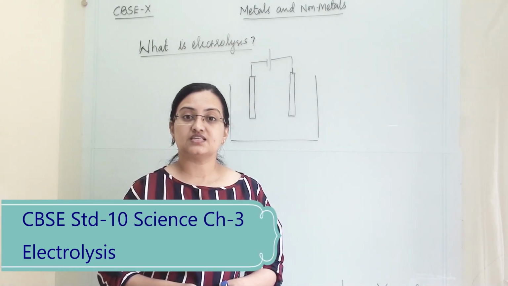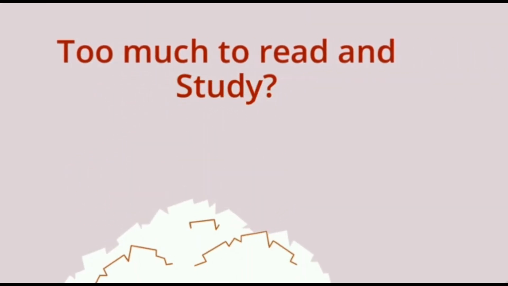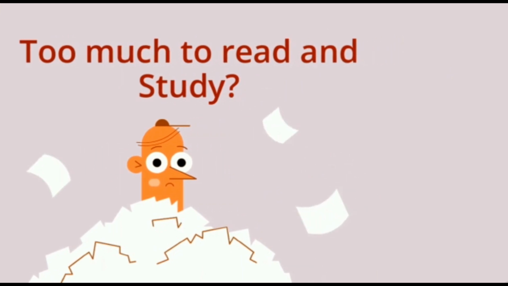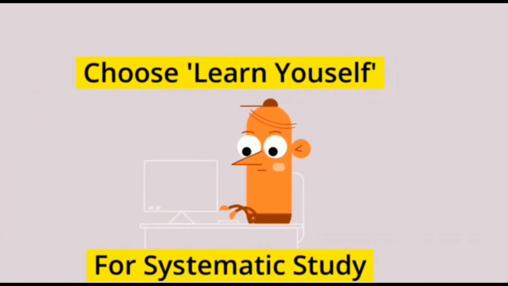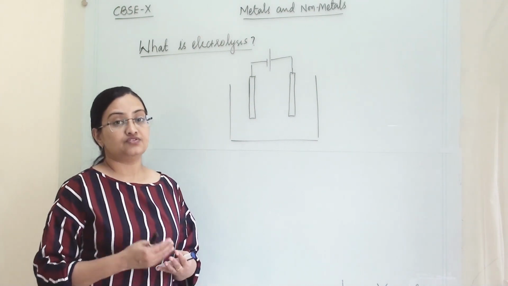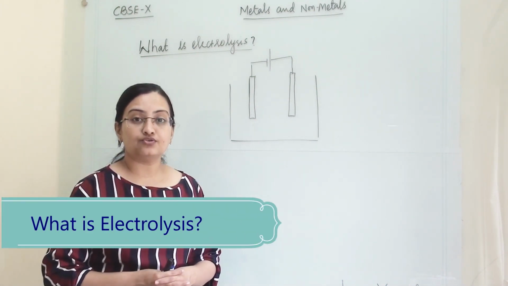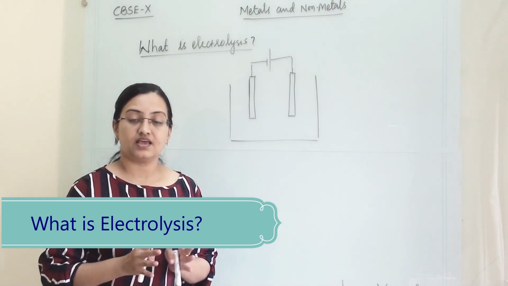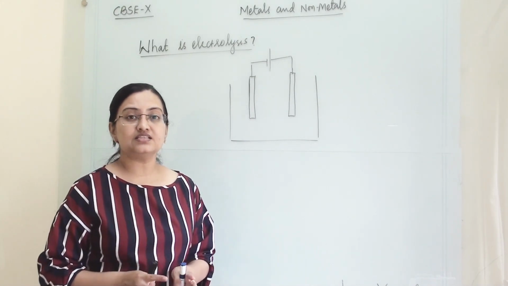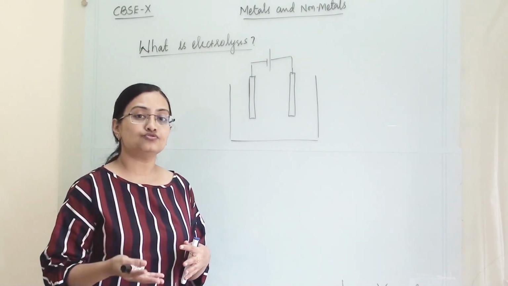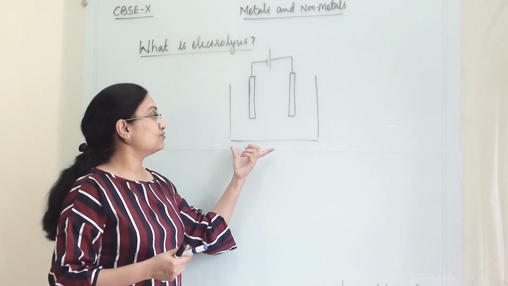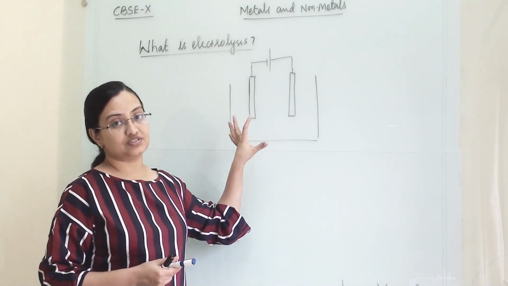This is under the CBSE Standard 10 syllabus. Under chapter 3, metals and non-metals, we are going to study extraction of metals and refining of metals. In this, electrolysis is the process which we are using. So, before going to those topics, we have to study thoroughly what the electrolysis process is.